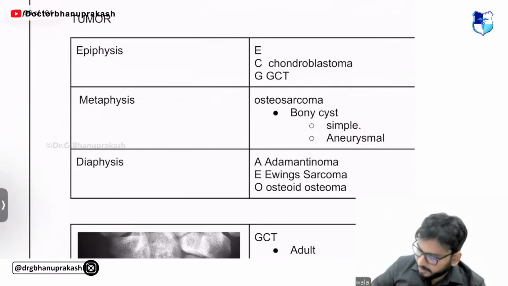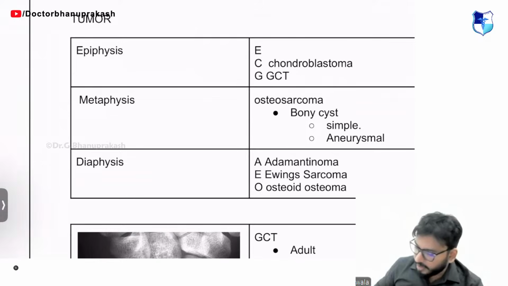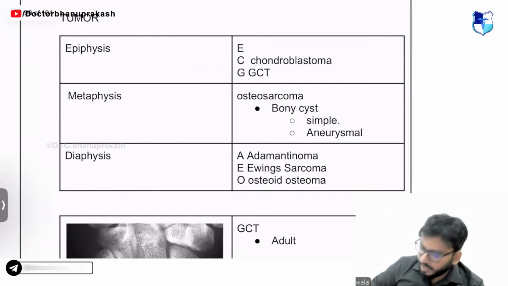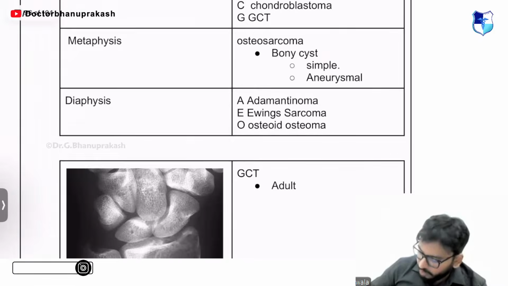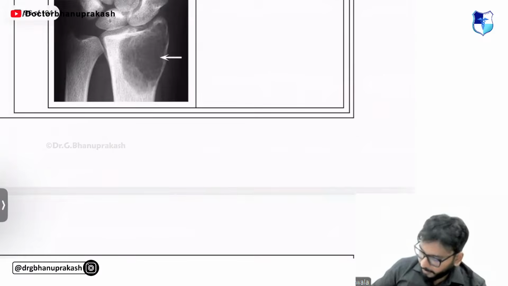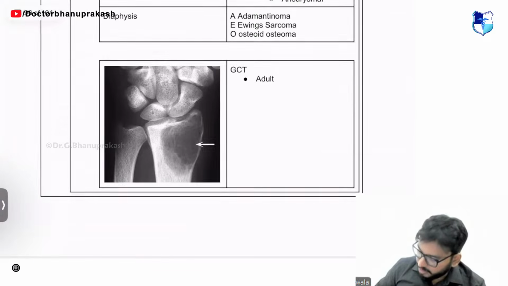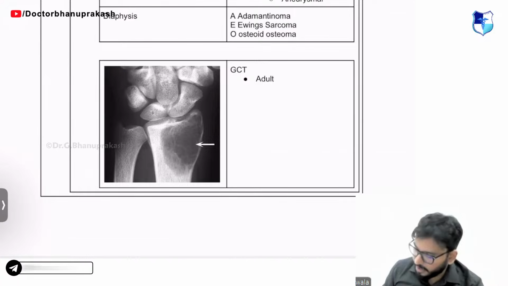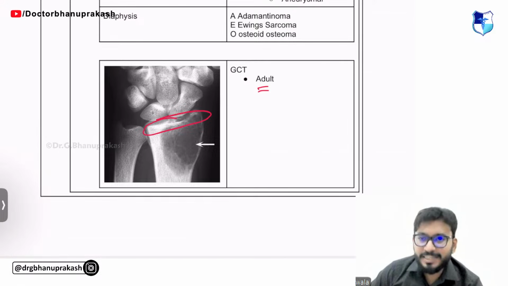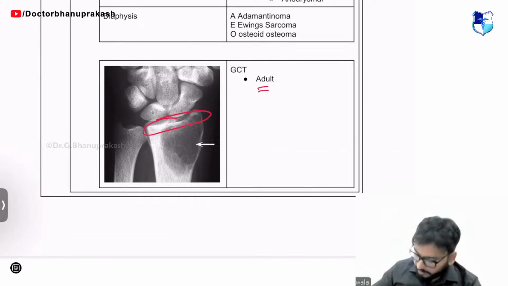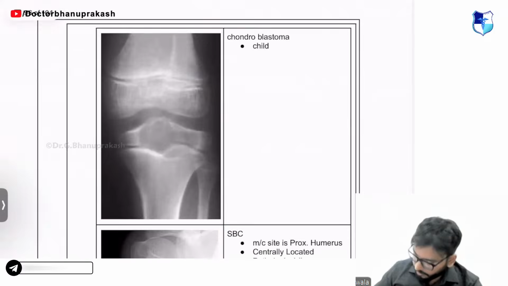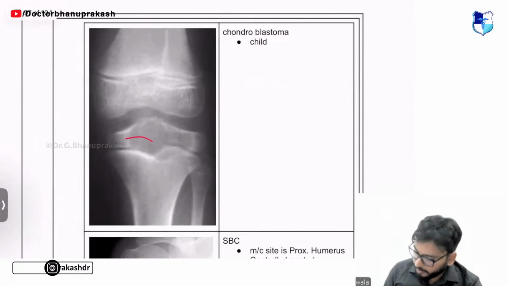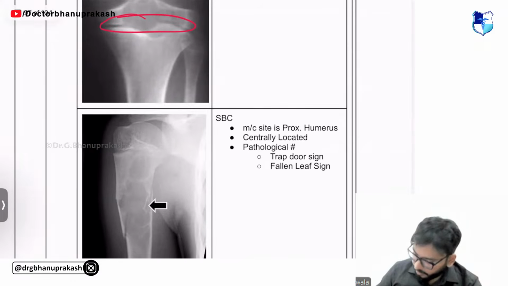Tumors. Epiphysis tumors: chondroblastoma, giant cell tumor; metaphysis and diaphysis tumors. Again, guys, you studied all of this in orthopedics, we'll just move on. Look at this giant cell tumor. It is seen in adults. Why adults? Because I cannot see the growth plate. The growth plate has fused, and this is giant cell tumor. Look at this, guys. Child, the growth plate is not fused. Chondroblastoma.